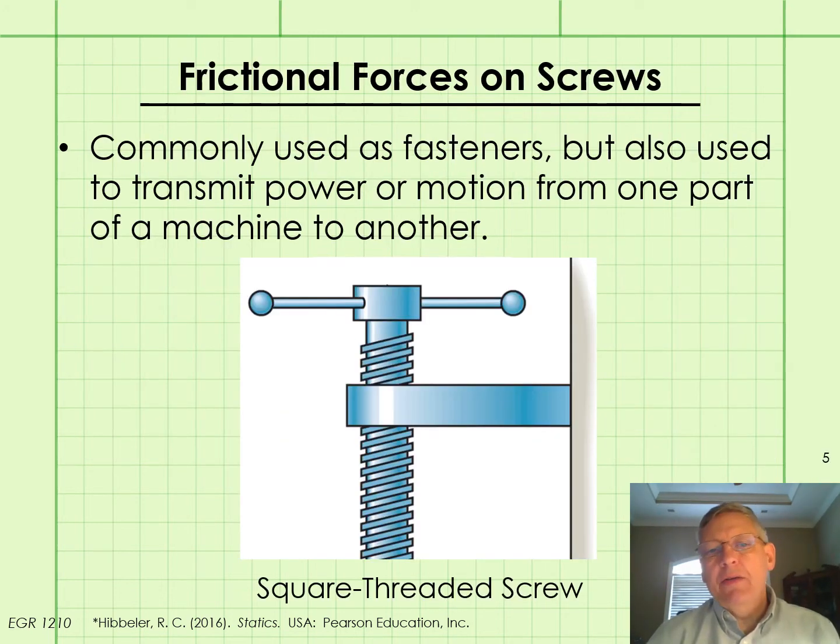Screws are commonly used as fasteners, but they're also used to transmit power or motion from one part of a machine to another. Look at just about any 3D printer and you'll see long lead screws being used to either position the extruder or the build plate in one of the three axes. A common type of screw used to transmit power is the square threaded screw shown in the figure.